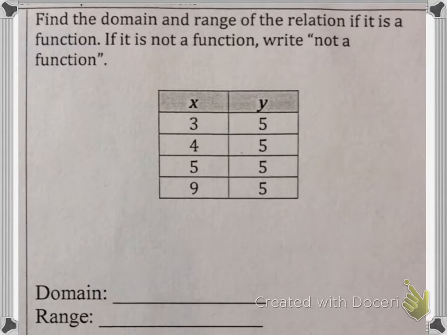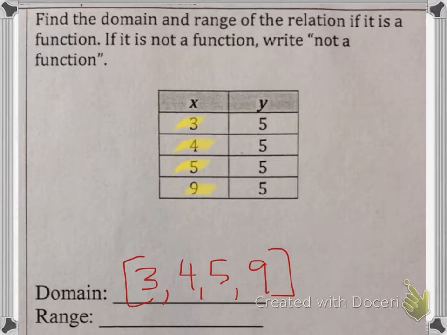Okay. So same thing here, find the domain and range of the relation if it is a function. If it's not a function, write not a function. So let's check our x values. We have 3, 4, 5, and 9. So they didn't repeat, so we actually are a function. So let's write our domain and our range. Our domain is our set of x values. So we have 3, 4, 5, and 9. Our range is our set of y values. The only number in our range is the number 5 because it repeats the whole time there. So our range is the number 5.